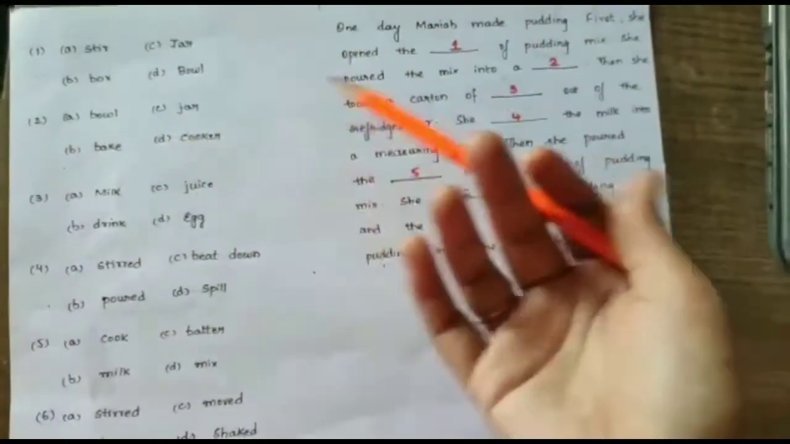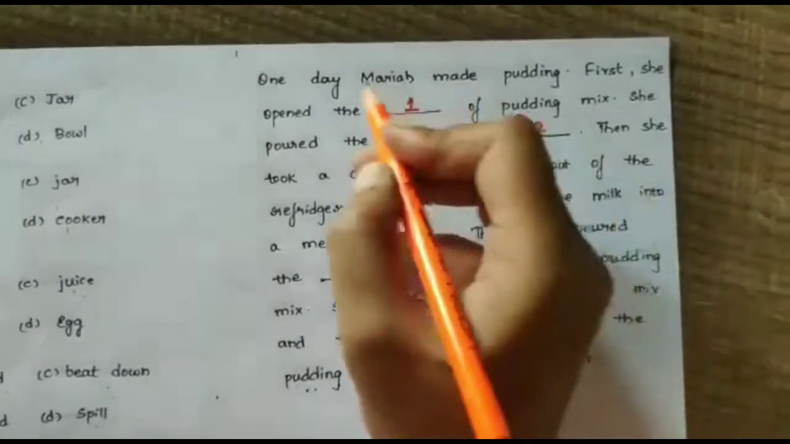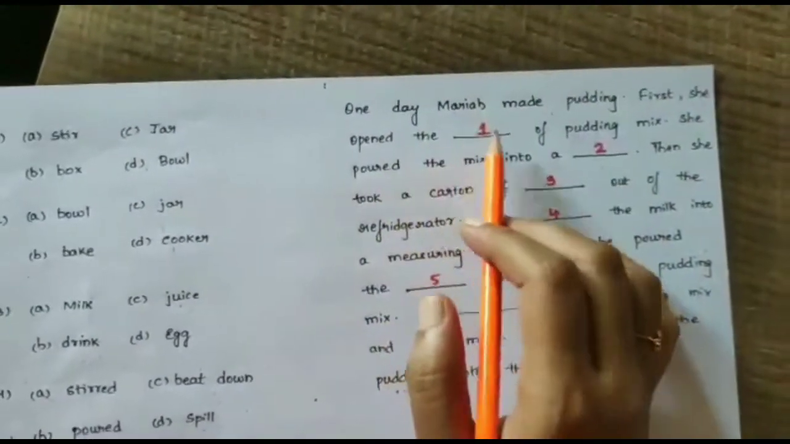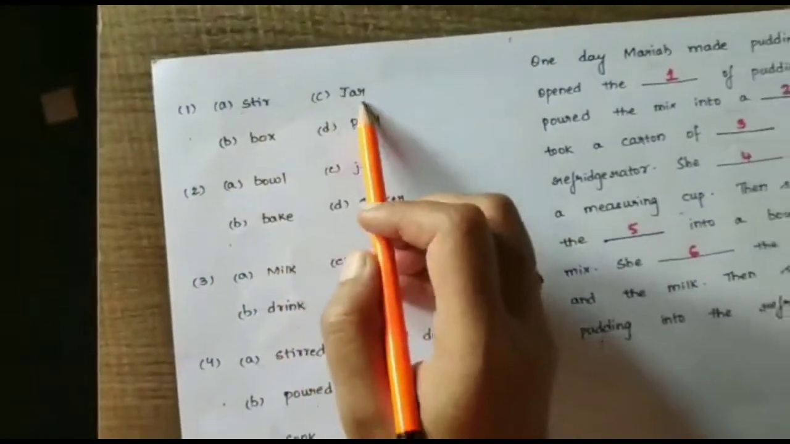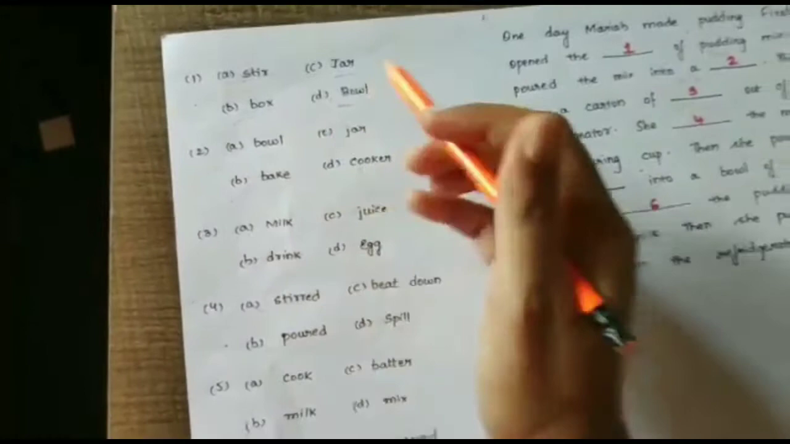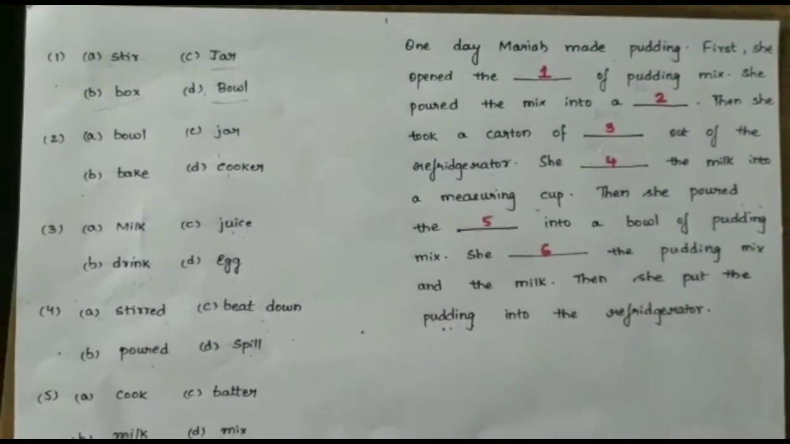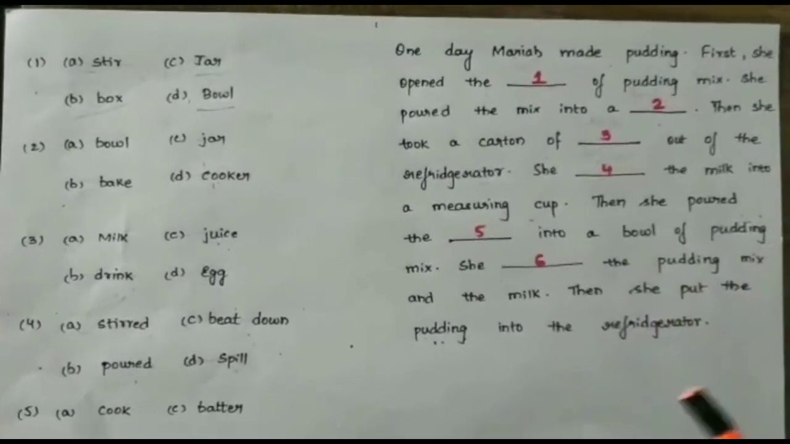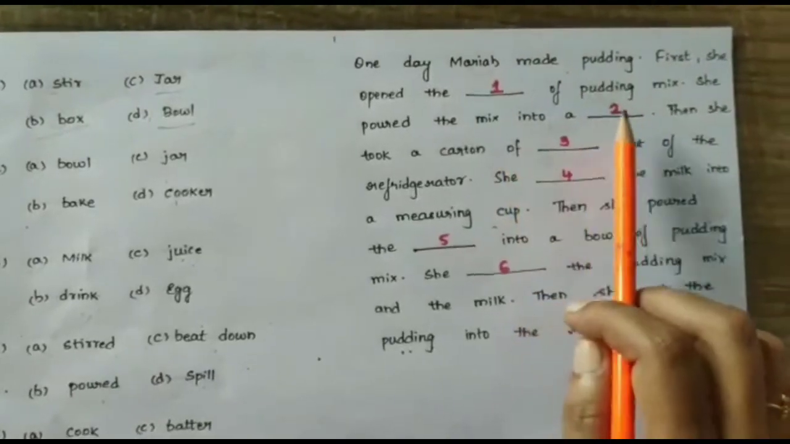We can easily choose the answer. So we'll get into the passage. One day Maria made pudding. Okay, first she opened the dash of a pudding mix. So we have 4 options here: stir, jar, box and bowl. So we need to negate the options, we need to eliminate the options. By doing the elimination process, it is easy for us to guess the answer. So first she opened the dash of a pudding mix.